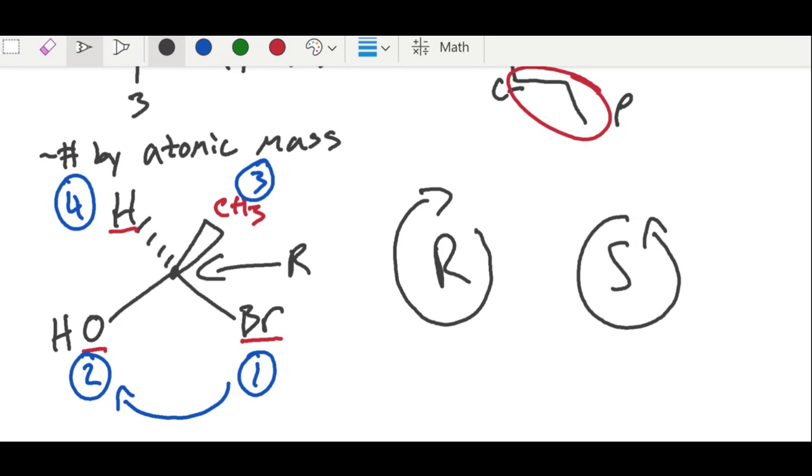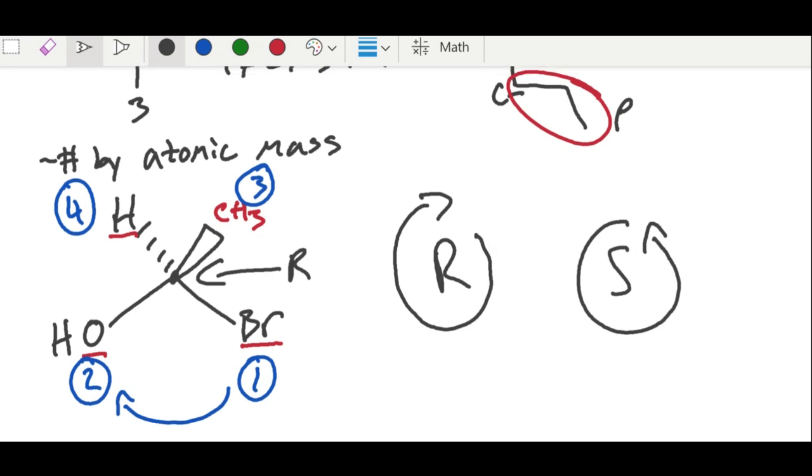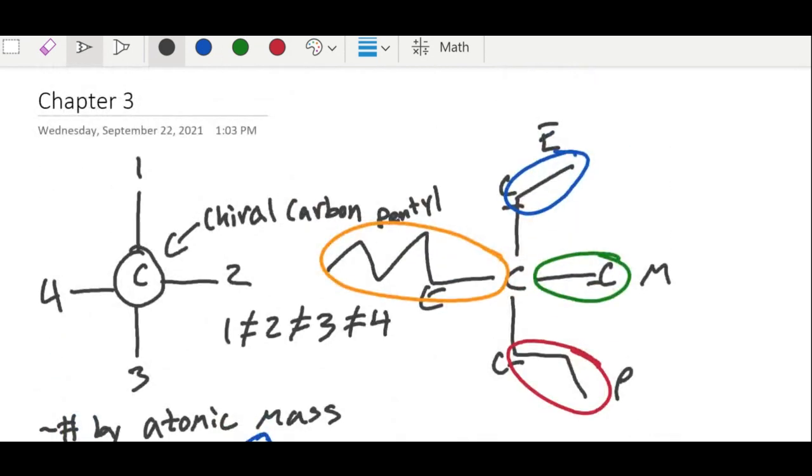And that's most of what you have to know about chirality. Really, you're just looking at different groups and their weight. When they're similar, you have to go by atom, and the first point of difference is what will tell you. Let me give you guys an example.